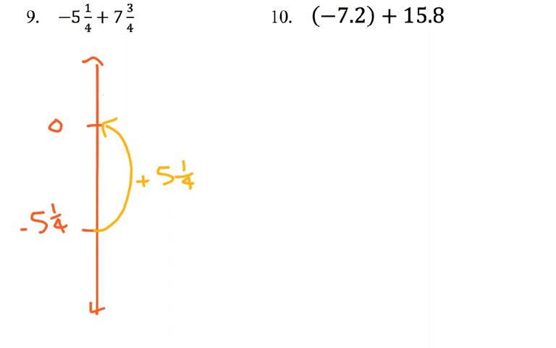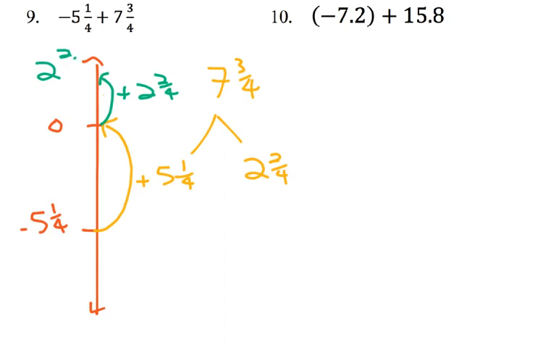And then from there, it's like we're breaking up this 7 3/4. We've broken it up into 5 1/4. That would leave us with 2 wholes left, but also 2/4 left. So I'm going to go up that last amount, and that would get us to positive 2 2/4, which is the same as 2 1/2.